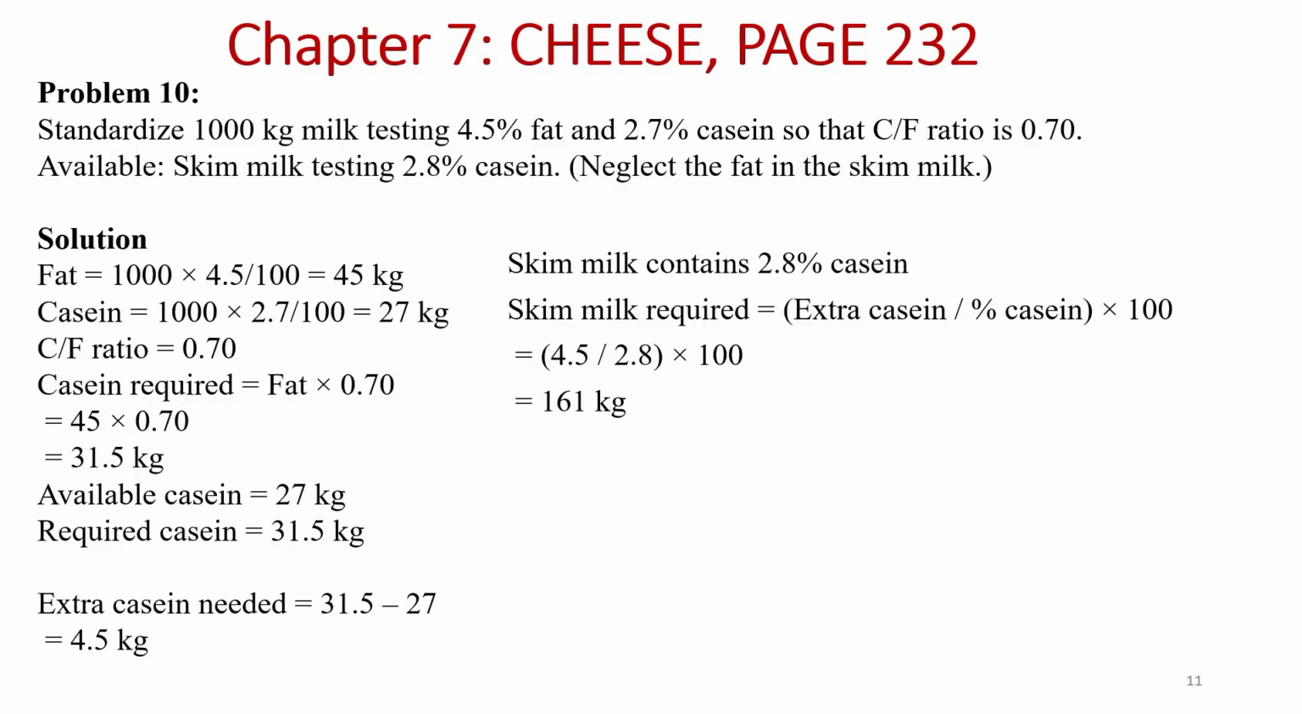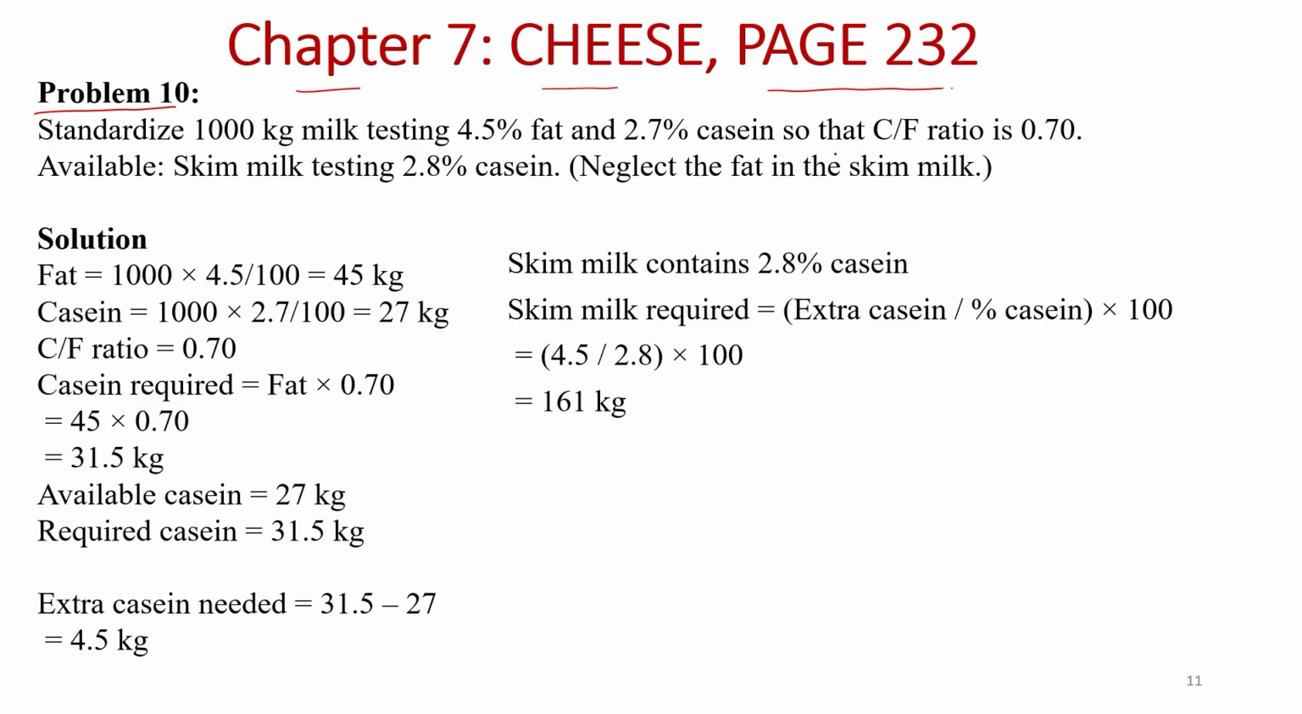Welcome. So in this video we will cover a numerical on standardization of milk meant for cheese making, and this is problem number 10 in the book Outlines of Dairy Technology by Sukumar. Chapter 7. Name of the chapter is cheese. It is on page number 232.